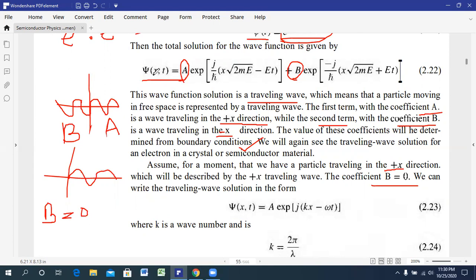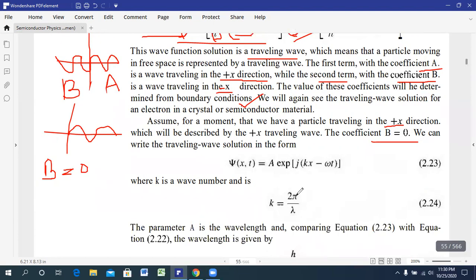So we can write this down. If b equals 0, we can neglect this part, and only this part will be there, right? So that should be a e to the power j(kx minus omega t). Here we are considering this term multiplied with this term as constant k, where k is the wave number, that should be equal to 2 pi divided by lambda.